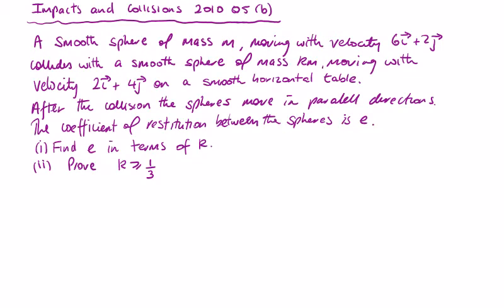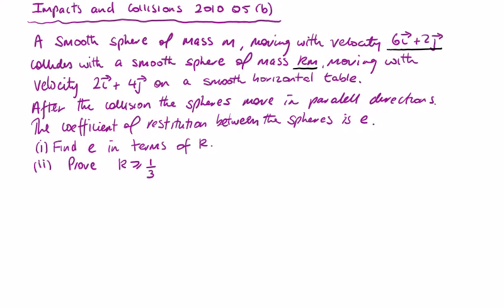Impacts and collisions 2010, question 5b. A smooth sphere of mass m moving with velocity 6i plus 2j collides with a smooth sphere of mass km moving with velocity 2i plus 4j on a smooth horizontal table. And we're given this diagram.